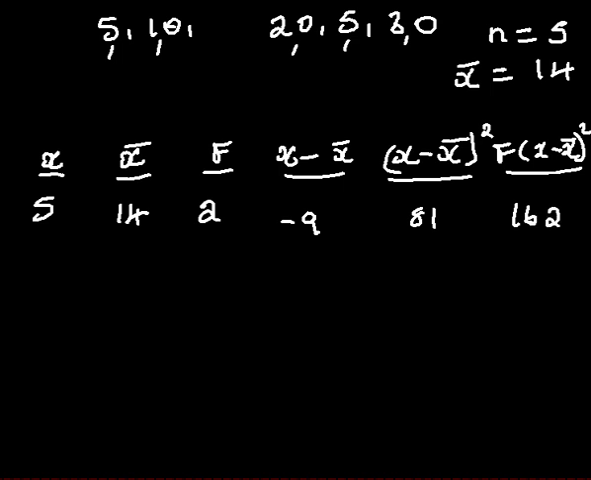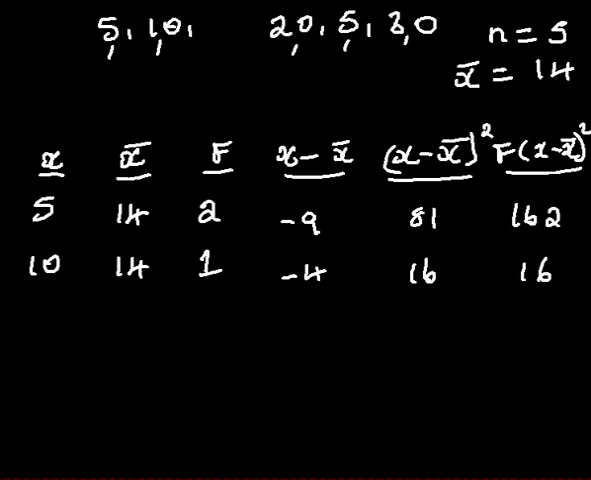Then we have another value, which is given as 10. And the mean remains the same, 14. We have a single 10, so the frequency is 1. And 10 minus 14 is negative 4. And negative 4 to the power 2 is positive 16. And 16 times the frequency is the same as 16.